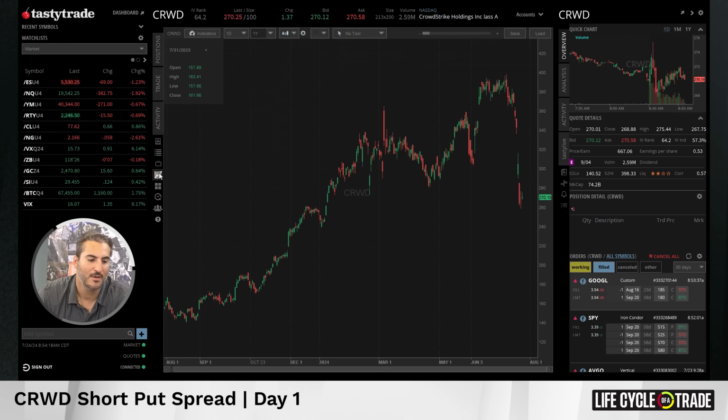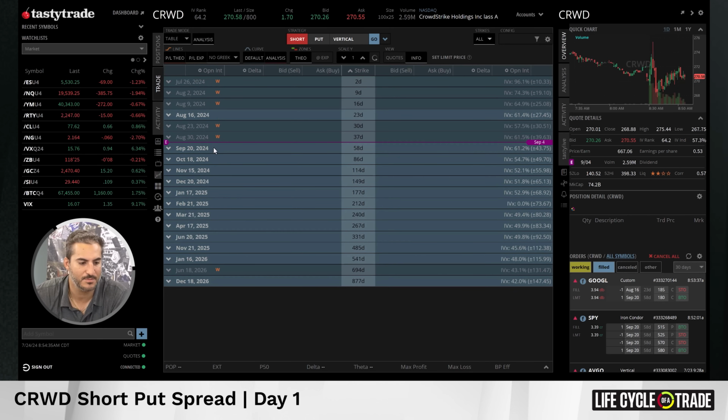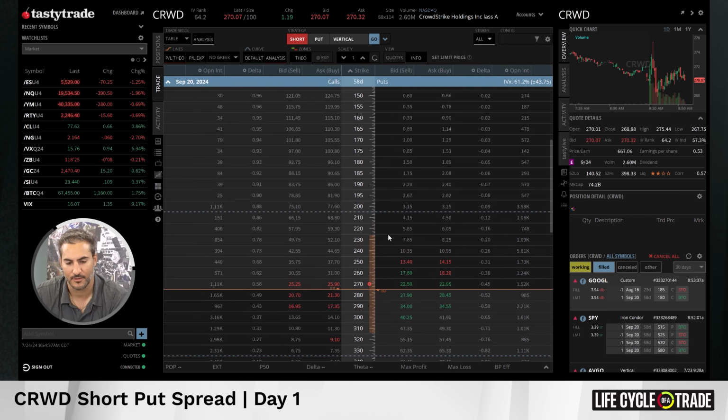Of course, when you have this big move, volatility tends to expand, and volatility is an expression of the expected price movement in the underlying. Given that we've had such a big move, I think this is a little inflated moving forward. So I'm going to look and sell a put spread in September in CrowdStrike.